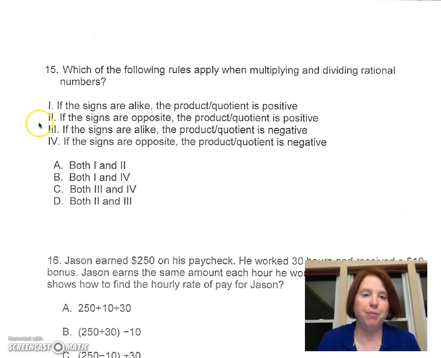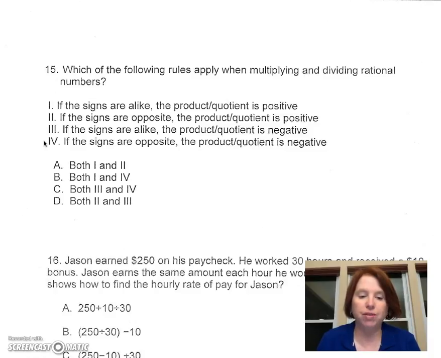Number 15. Which of the following rules apply when multiplying and dividing rational numbers? Roman numeral 1. If the signs are alike, the product or quotient is positive. Roman numeral 2. If the signs are opposite, the product or quotient is positive. Roman numeral 3. If the signs are alike, the product or quotient is negative. Or Roman numeral 4. If the signs are opposite, the product or quotient is negative.